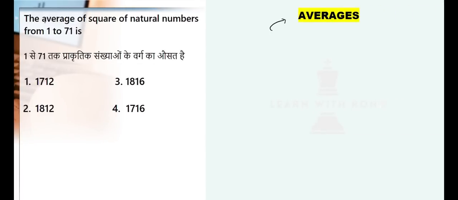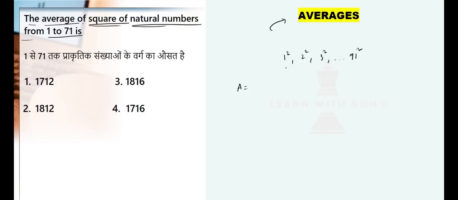Next question. Now let's see average problems. See here, the average of squares of natural numbers from 1 to 71. They asked us to find the average of the squares of natural numbers. So first, what are the values? 1 square, 2 square, 3 square, so on, 71 square are our values.